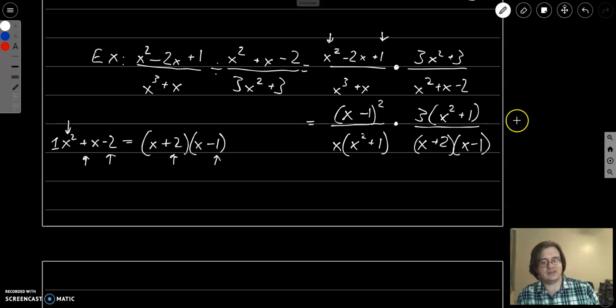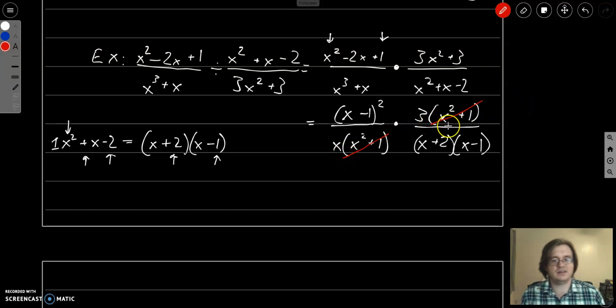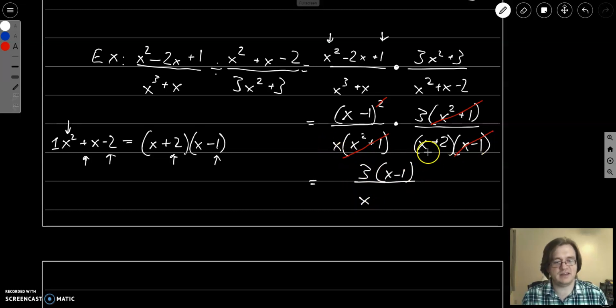And now I can start canceling. Like I already mentioned, I have an x squared plus 1 on the top and an x squared plus 1 on the bottom. Likewise, I have an x minus 1 here, and I've got 2 copies of x minus 1 here. So I'll just cancel that, and I'll leave 1 copy behind. So what's on the top? I've got a factor of x minus 1 and a factor of 3. On the bottom, I have a factor of x and a factor of x plus 2.